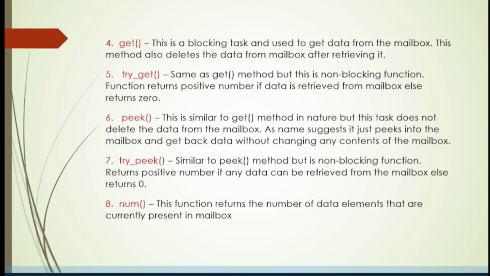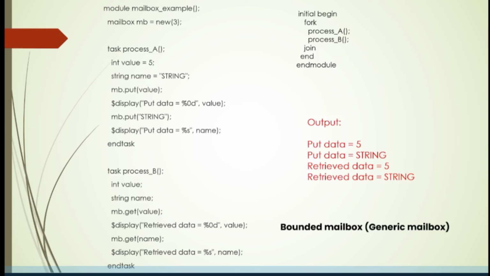Here this function returns the number of data elements that are currently present in the mailbox. So basically, what are the elements present in the mailbox? If you want to see what elements are actually present, you will use this num option. So this is about the mailbox methods.